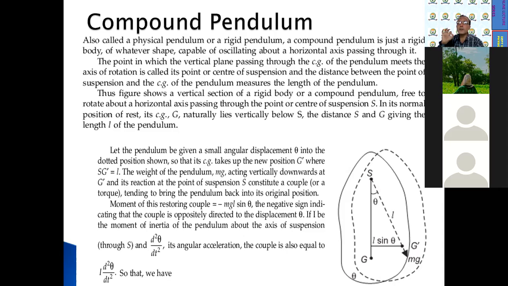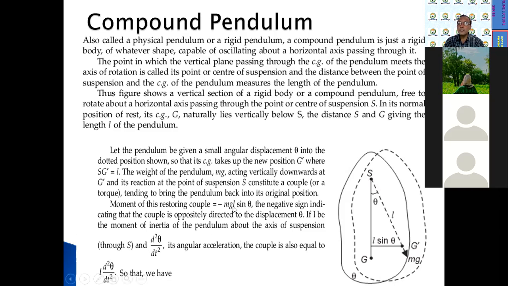Isn't it? The weight of the pendulum acting vertically downward at the G dash and its reaction at the point of suspension constitute a couple or torque, and this couple is tending to bring the pendulum towards its mean position. And therefore, the moment of this force is given by force into displacement. Moment of force समझता आपको? Moment of force is given by लगने वाली force into distance or angle.